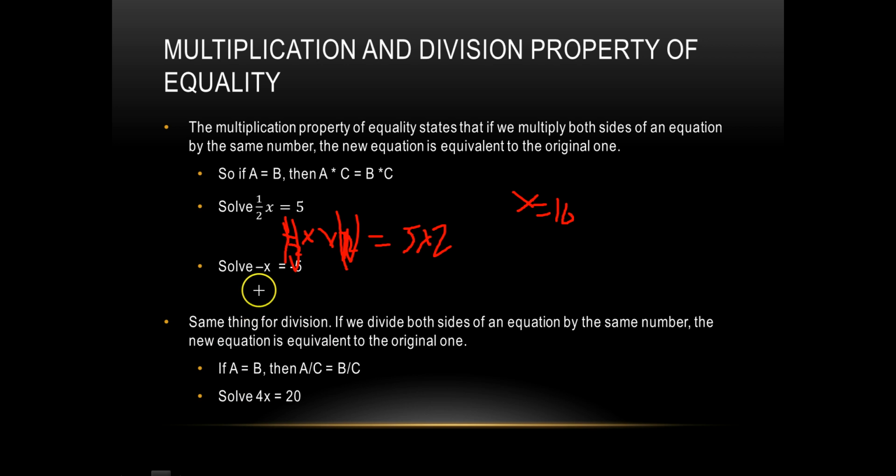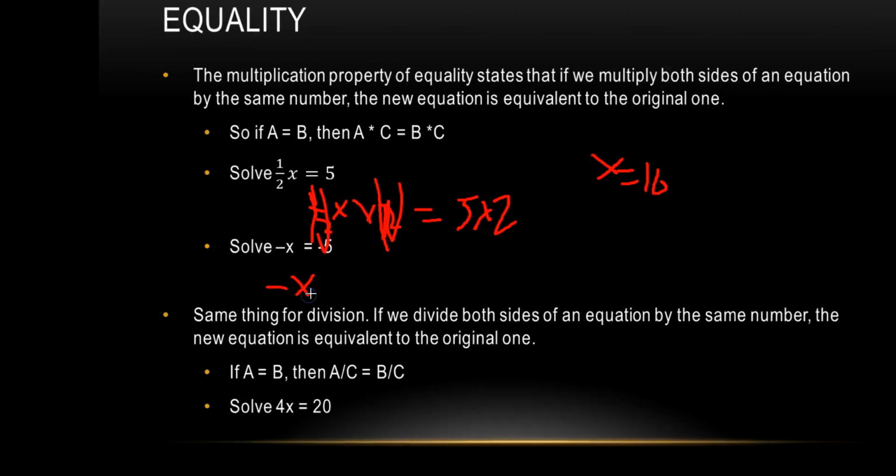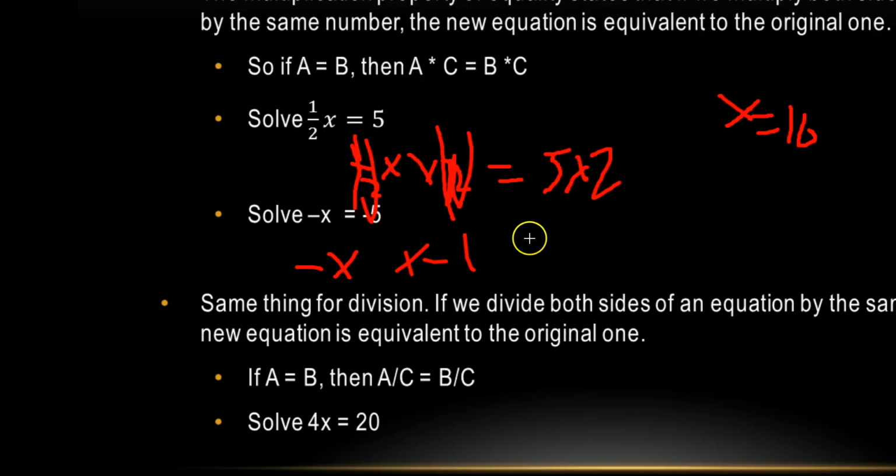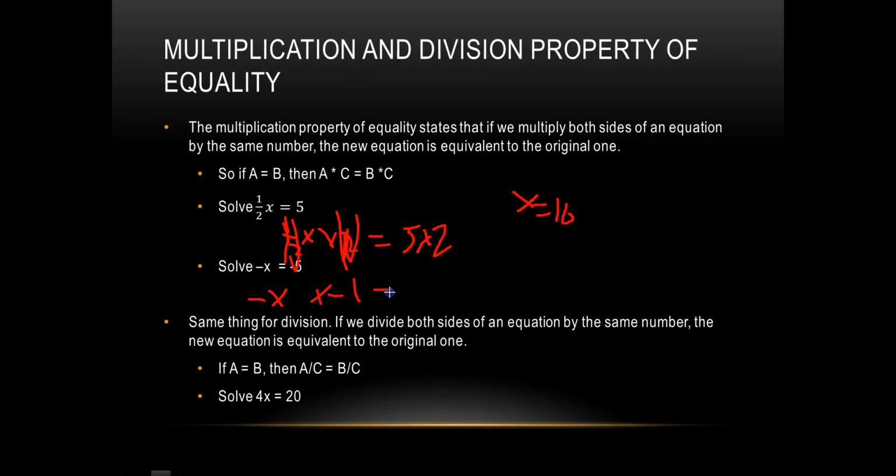We can also solve this one: negative x is equal to negative 5. We can multiply both sides by negative 1. So negative x times negative 1 is equal to negative 5 times negative 1.